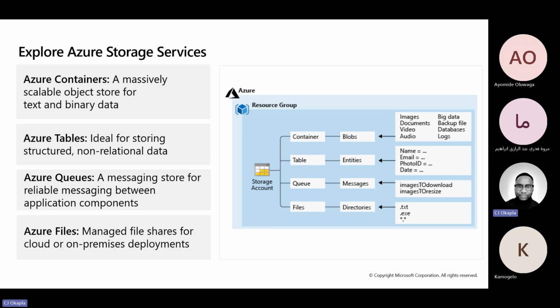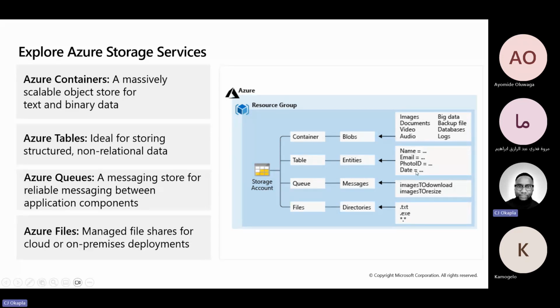So in Azure Cloud, we have 4 kinds of storage services. Firstly, we have the Azure containers. These are highly scalable for storing objects, like text and binary data. And we have the Azure tables. This is for storing structured non-relational data. So your data could be entities, name, emails, photo ID, and date, and so forth.